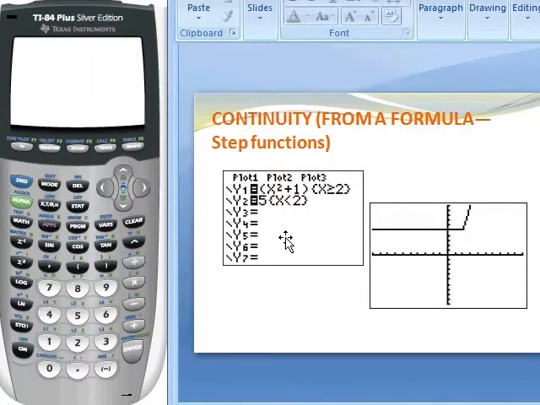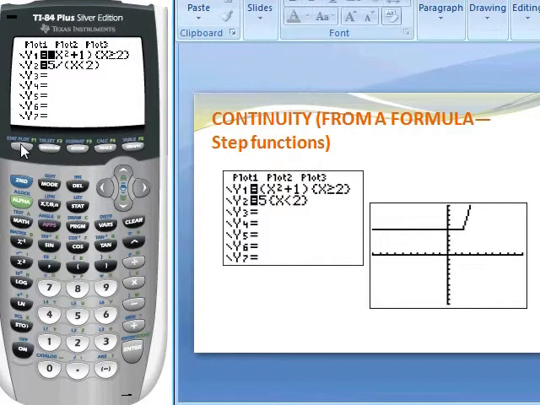I have y equals x squared plus 1 when x is greater than or equal to 2, and it's equal to 5 when x is less than 2. So I'm going to enter that. You take your x from this button, and then square, plus 1. One way to enter it was with braces, so I used braces. Braces is right here above the parentheses. And the greater than or equal to 2 button comes from the catalog. So I'm going to go and enter that.